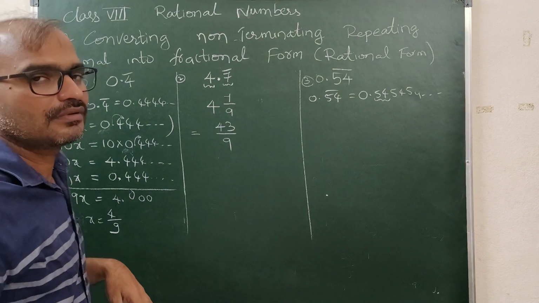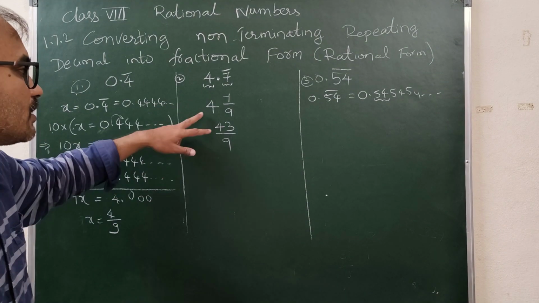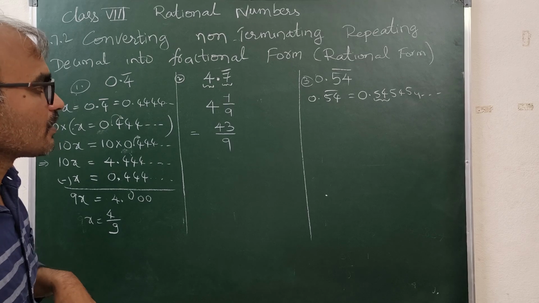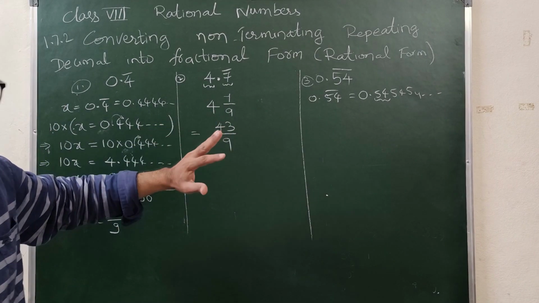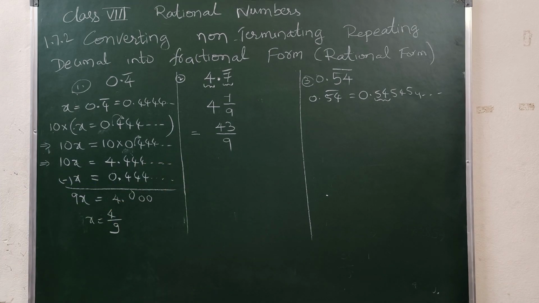Convert into improper fraction. You better keep it like this only, right? 4 wholes, 7 ninths. So that is the shortcut.